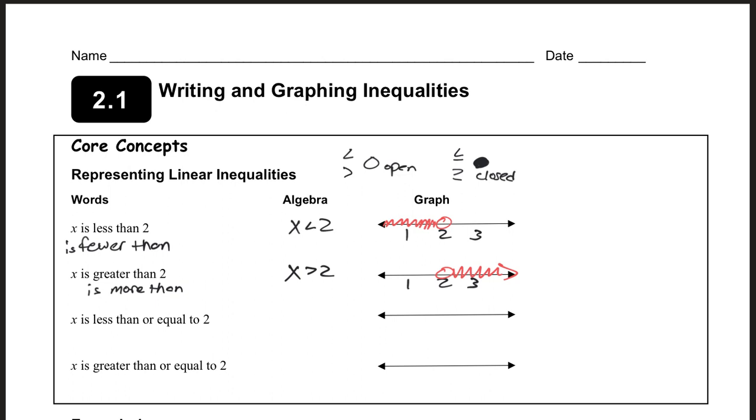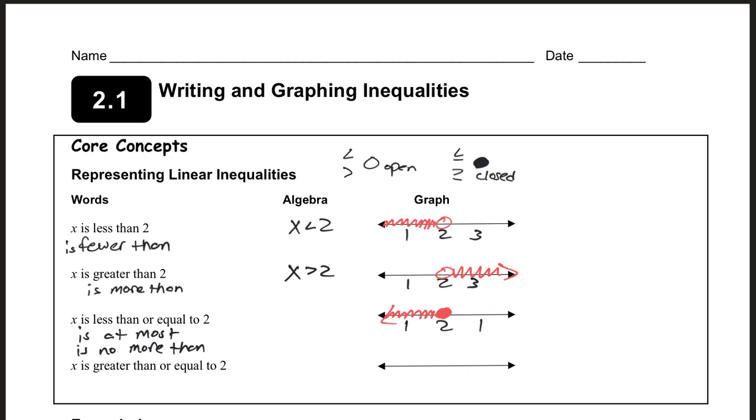Then we have X is less than or equal to. Other phrases you'll see would be "is at most." You might also see "is no more than." And so I'm going to put this in context, 1, 2, and 3. This is what we call a closed circle. X is less than or equal to: equal to is the closed circle, and then less than means to the left of 2 on a number line.